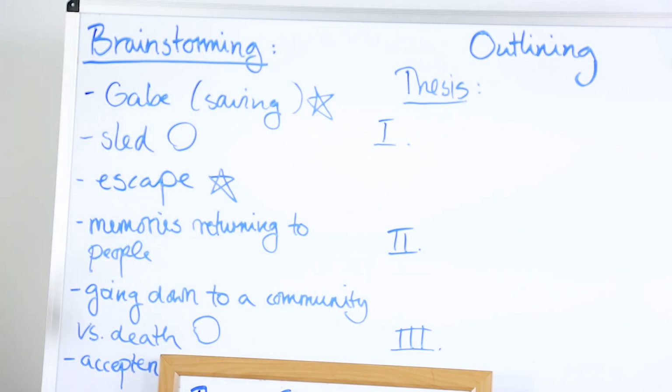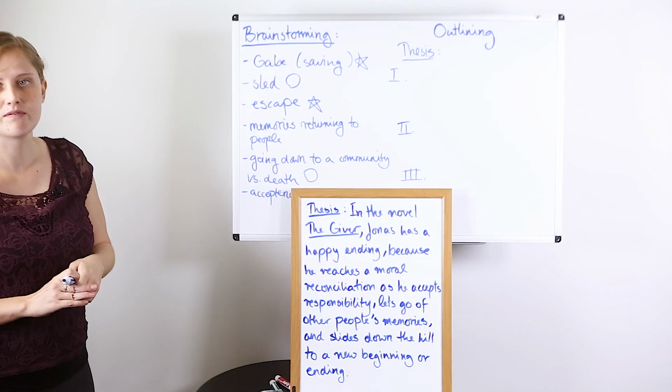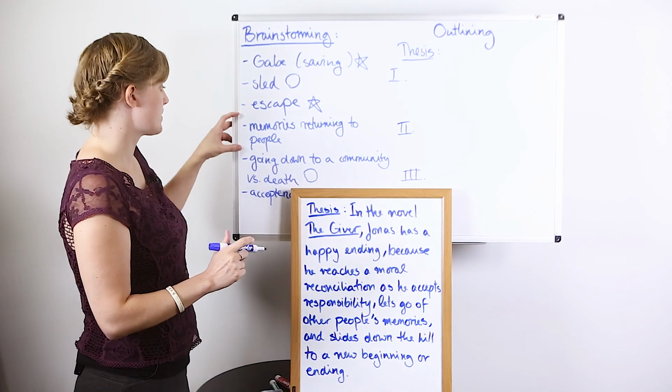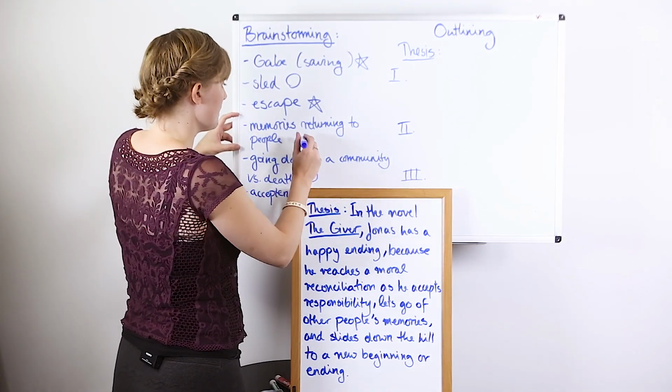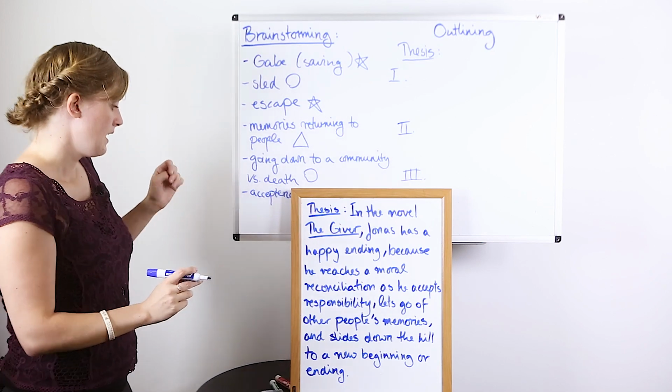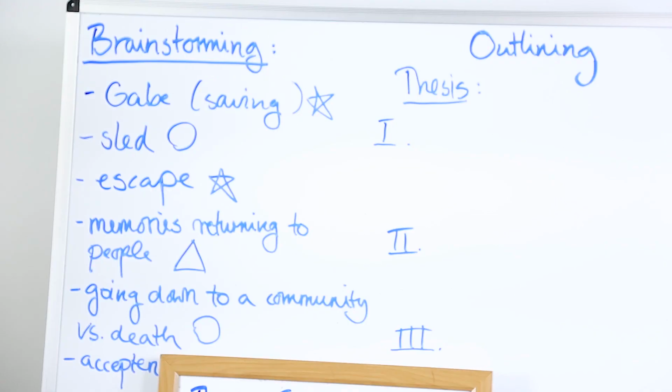And then I have memories returning to people and acceptance. I think acceptance could probably go with several of the topics. So I'm going to do memories returning to people as its own thing. I'm going to draw a triangle. And I'm going to say acceptance goes with both responsibility for Gabe. It goes with accepting that he has done all he can do and sliding down the hill. And it goes with letting go of memories. So I'm actually just going to underline acceptance and make that a common theme.